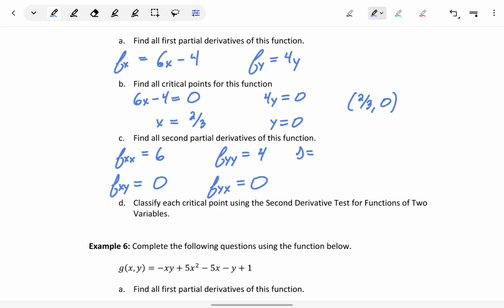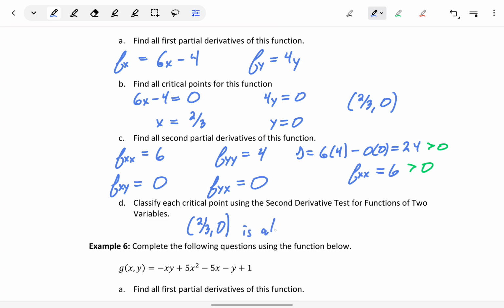Then to calculate that value for d, we'll take 6 times 4 minus 0 times 0, and we'll get 24, which is greater than 0. That means we either have a local maximum or a local minimum, so we check f sub xx, which is equal to 6, which is also greater than 0, which tells us that 2/3, 0 is a local minimum.